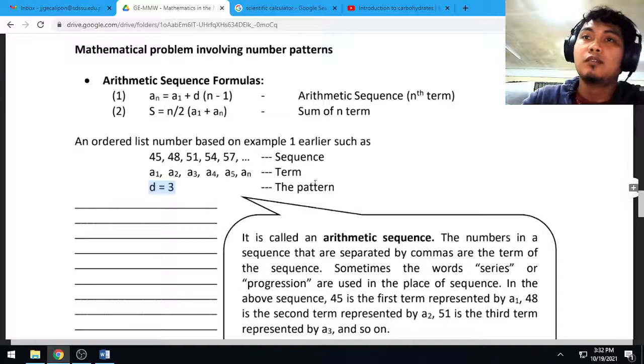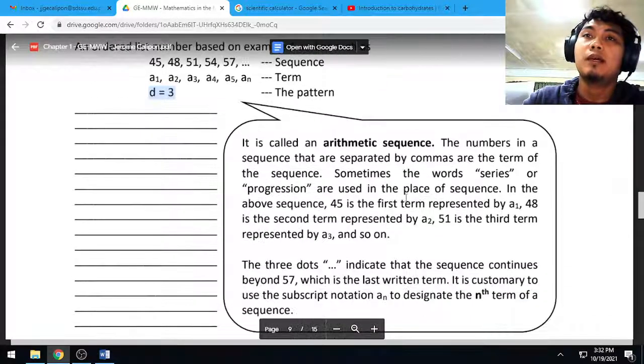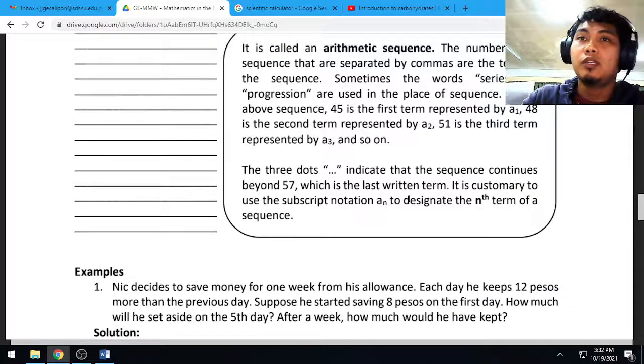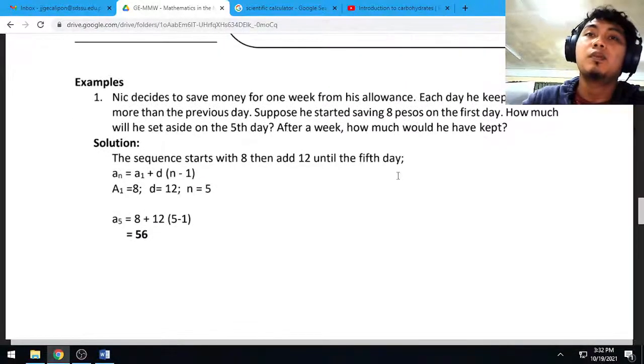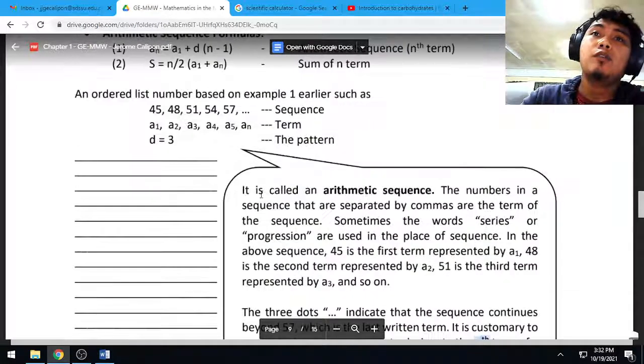So, yun yung nth term. Depende yan kung pang ilan ang gusto kunin. So the nth term daw, an, to designate the nth term. It's just a representation of the nth term. Now, example. So, ito na. Now, how are we going to use this formula?